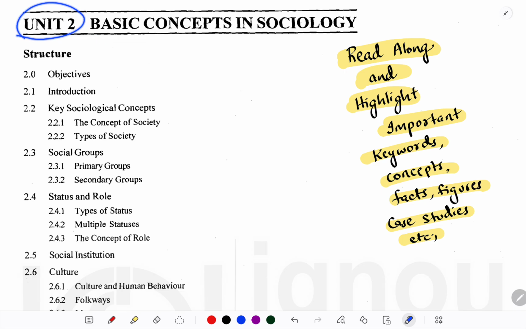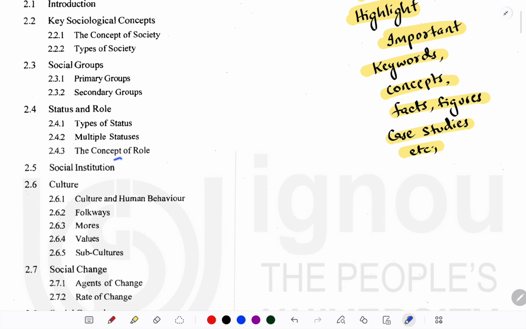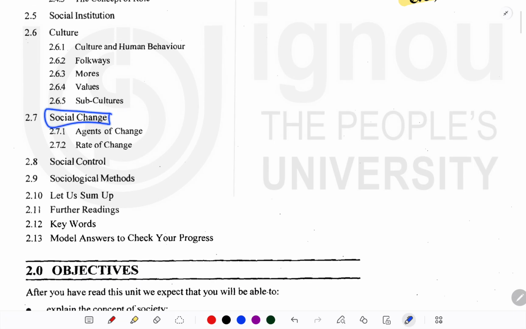Unit 2, Basic Concepts in Sociology. In this, we are going to learn objectives, introduction, key sociological concepts, the concept of society, types of society, social groups, primary groups and secondary groups, status and role, types, multiple statuses, the concept of role, social institution, culture, culture and human behavior, folkways, mores, values, subcultures, social change, agents of change, rate of change, social control, sociological methods.